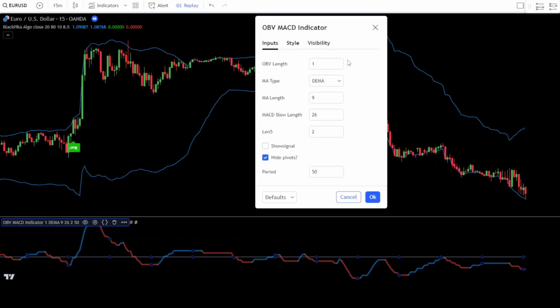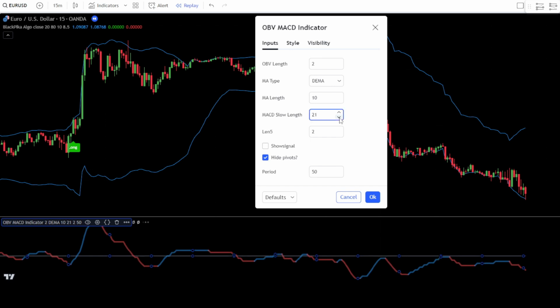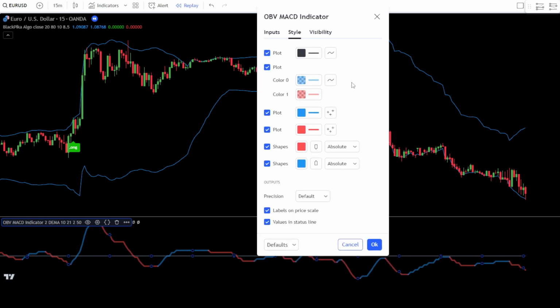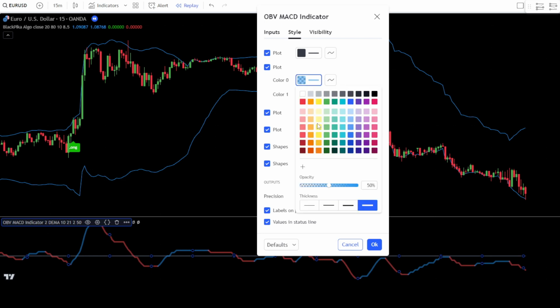In the Input tab, change the OBV length to 2. Then change the MA length to 10. For the MACD slow length, change the number to 21. After that, go to the Style tab. In the Style tab, adjust the opacity of the plot lines to your preference so they are clearly visible.